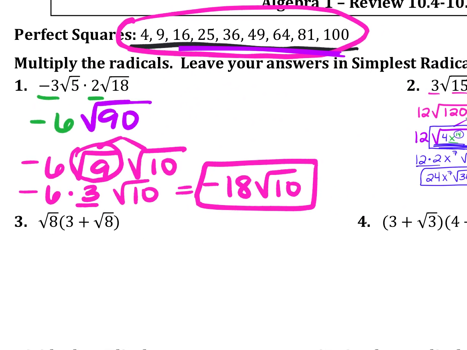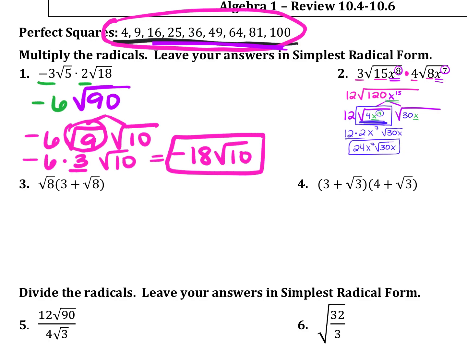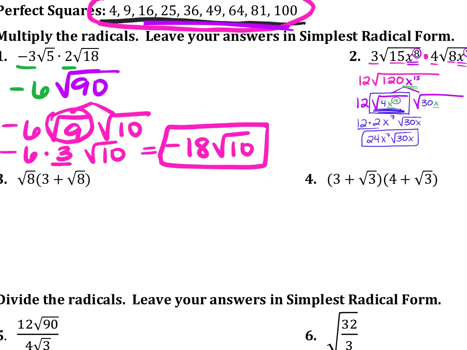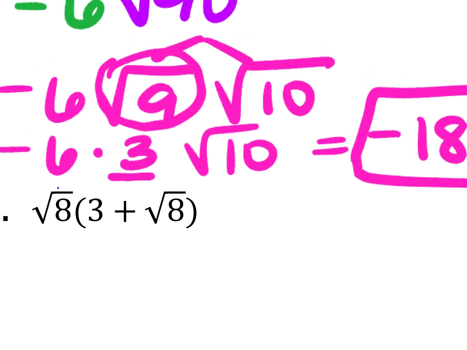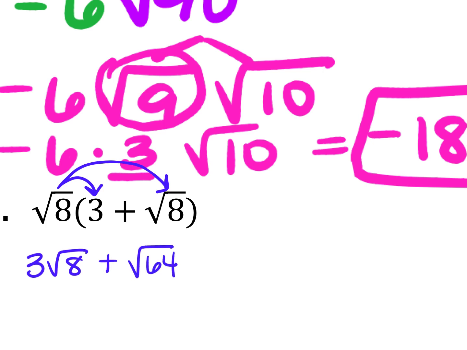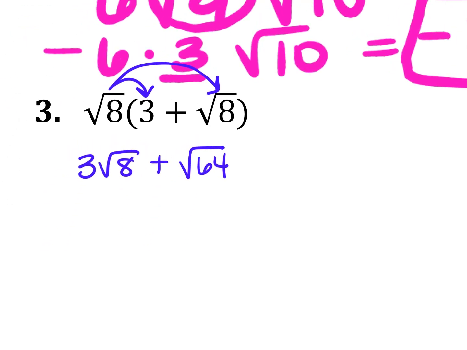What do you do on number 3 here? Distributive property. When there are parentheses there, you're going to distribute to everything in the parentheses. So you're going to go rad 8 times 3. So that's 3 times the square root of 8. Plus rad 8. What is rad 8 times rad 8? It's the square root of 64. But a radical times itself is always the number underneath. So you could just write it as 8 right now if you see it as 8.